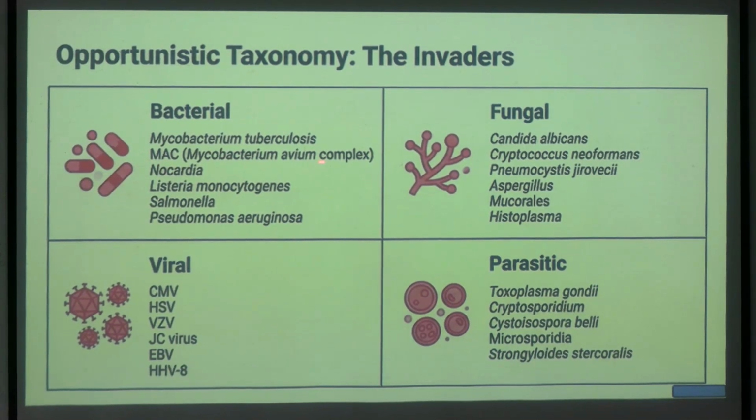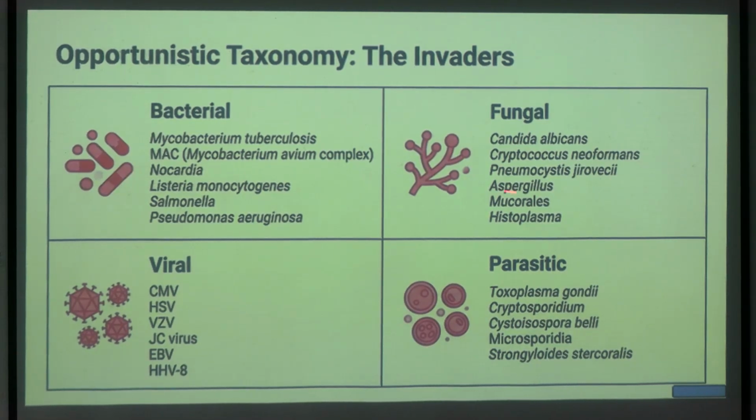Then MAC, Mycobacterium avium complex, Nocardia, Listeria, Salmonella. Just remember that TB is more than enough. Fungal infections, 80 to 90% of them, are a kind of opportunistic infection. They don't have the capability to infect a normal individual. We have never seen a normal immunocompetent patient having Cryptococcus. We didn't see an immunocompetent patient having Pneumocystis jirovecii or Aspergillus.